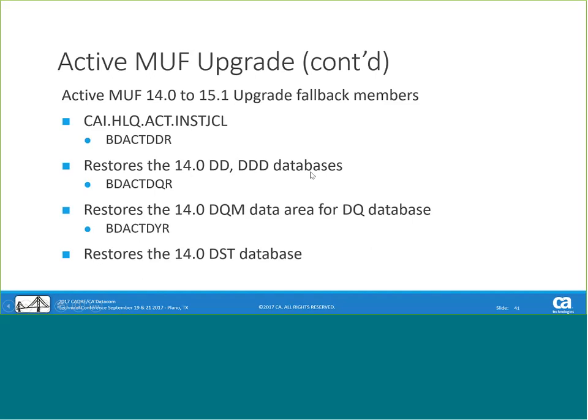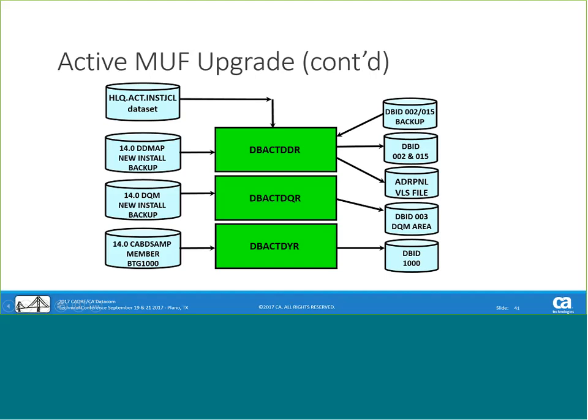As I said, the focus here is going 14 to 15.1. So these are the members that would restore your earlier releases. Obviously, these are backups. So if you were on 15.1 for any period of time and you made changes to your 15.1 data dictionary, then those changes will not be reflected because these are just restores of the 14 resources. So here's a picture of it.